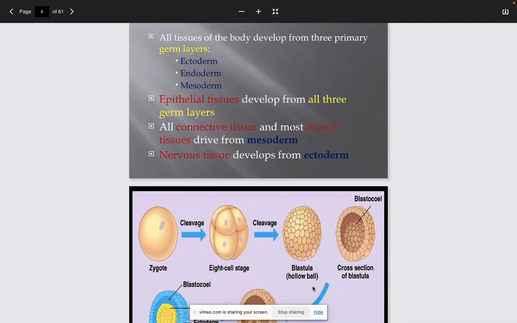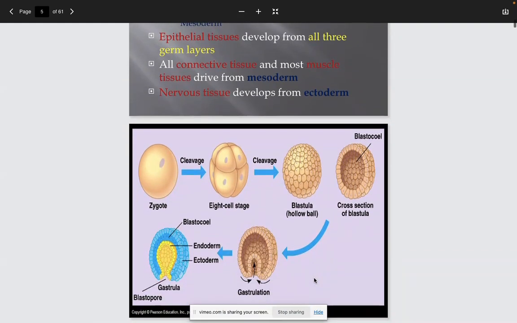Here's just the process of once the germ cells come together, they'll form a zygote. The zygote will undergo cleavage to form this 8-cellular layer. Again, this is just cellular division that's occurring, mitosis, and eventually forms something called a blastula. And a blastula is just a hollow ball.